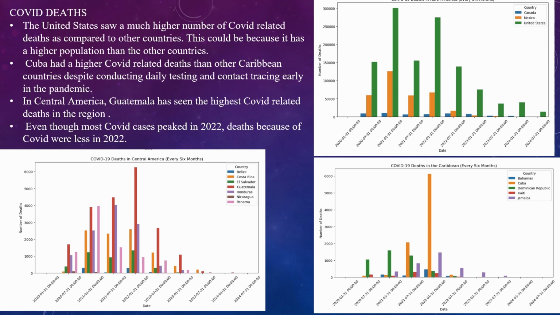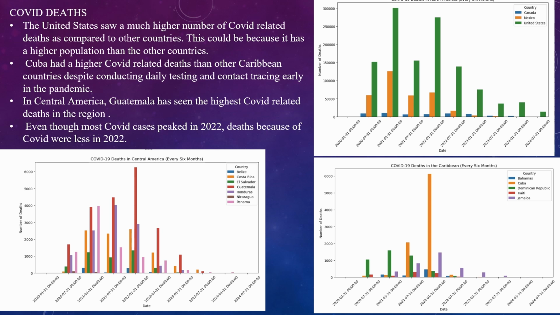We did the same type of analysis for COVID deaths. We decided to use the data to show us the COVID deaths for each region for every 6 months. By creating the bar graphs, we were able to gain some insights on how COVID affected each region. From this information, we learned that the United States saw a much higher number of COVID related deaths as compared to other countries. This could be because the United States has a much larger population than the other countries in the region. We also learned that Cuba had higher COVID related deaths than any Caribbean country, despite conducting daily testing and contact tracing early on in the pandemic.